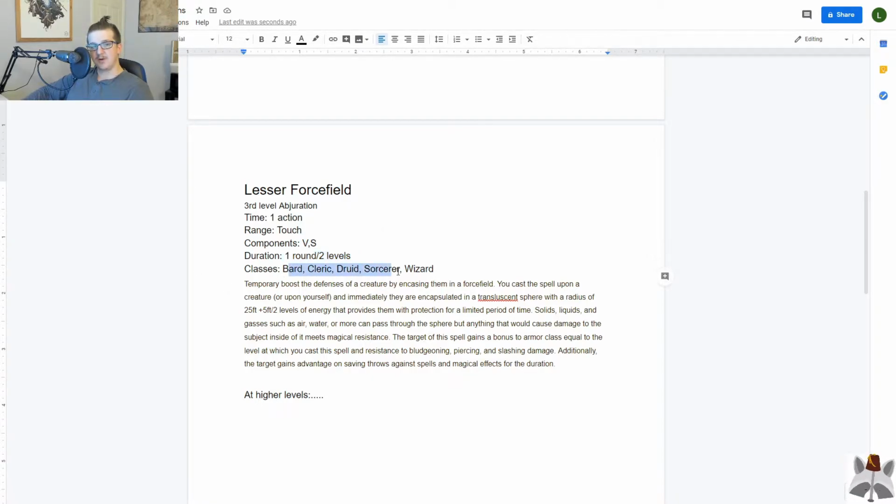Classes, I just rewrote it. It was Bard, Cleric, Druid, Sorcerer, and Wizard. And then what I proceeded to do was, like I said with the range, I just wrote the range down in here within the flavor text.